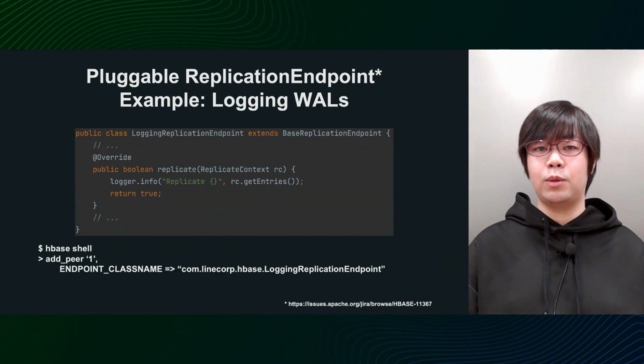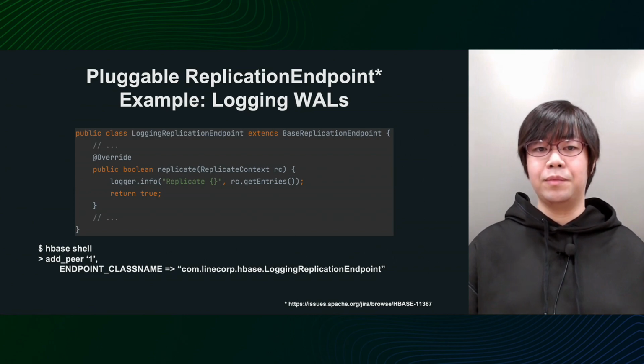I mentioned earlier that the replication endpoint is pluggable. I would like to explain this in a little more detail. Here we will consider a replication endpoint that outputs all WAL entries to log. In order to independently define a pluggable replication endpoint, a class that inherits the replication interface is defined, and the replicate method is overridden. In this case, all the WAL entries are output to log.